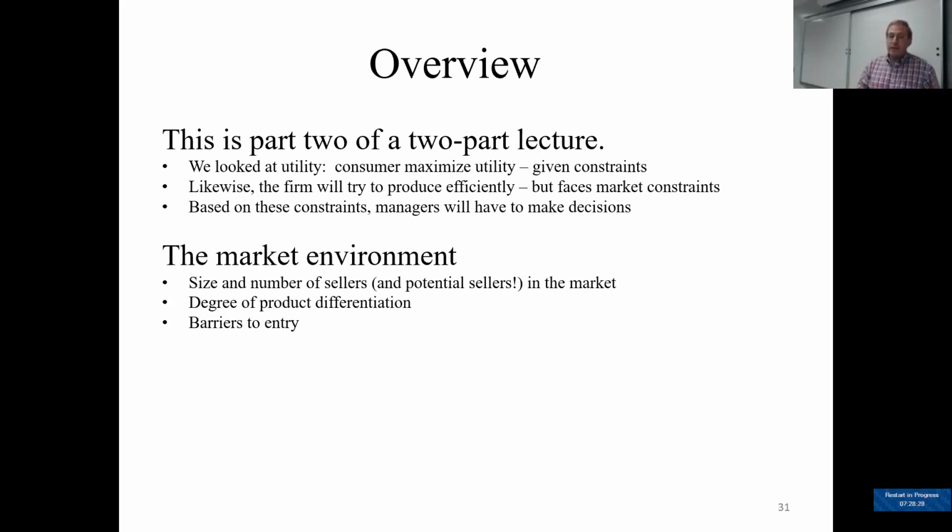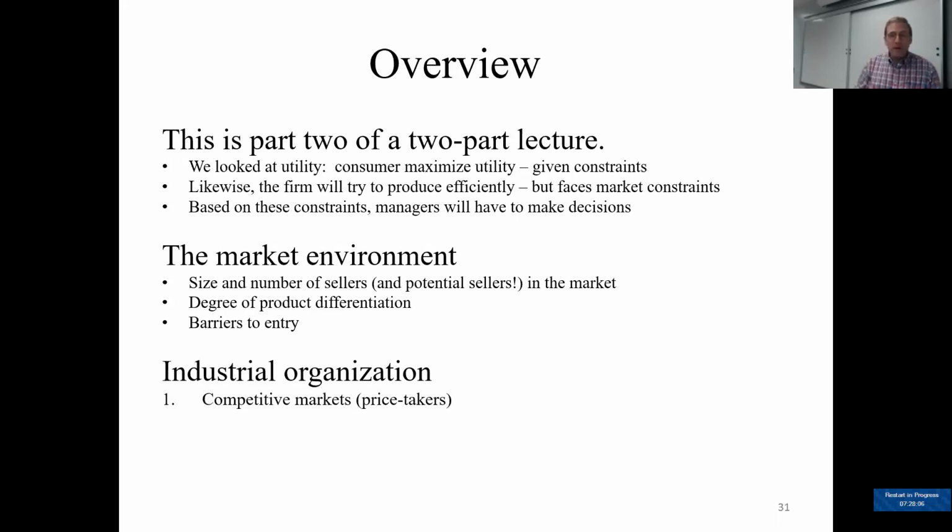A high barrier to entry means that either you're going to have a lot of official paperwork to fill out, you might have to wait a long time, it might be almost impossible, but then in some countries you may even have to bribe an official in order to start your business. So based on that, on the market environment, we have 3 categories of industrial organization. The first one is competitive markets.